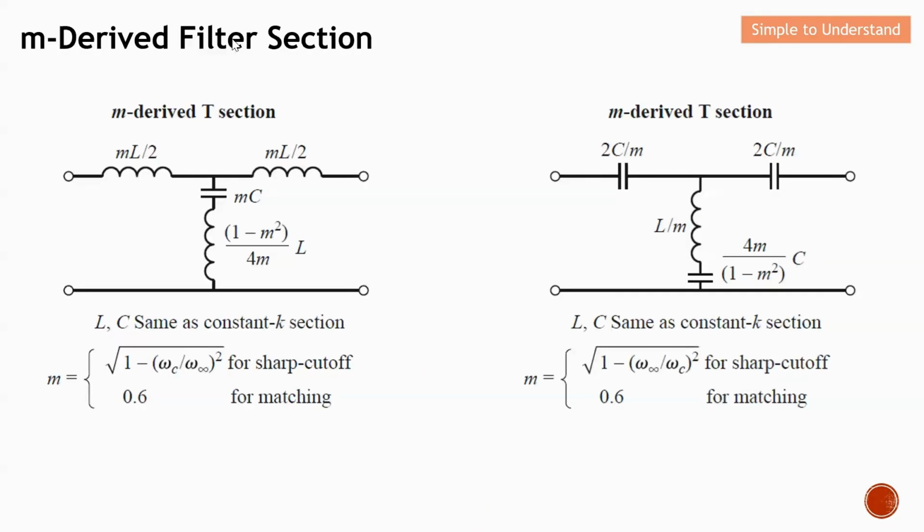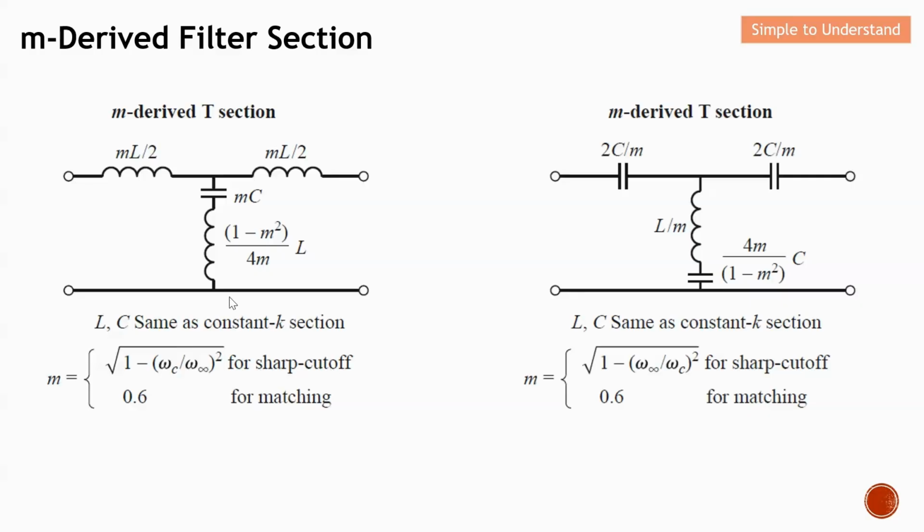Next, let me explain the design rule of the m-Derived filter section. This is for the low pass filter, and this is for the high pass filter. Like I explained earlier on, this m-Derived method is to achieve a pole at a certain frequency. So basically, this will be the frequency at which you want to position the pole. With a strategic position of the pole, you are able to achieve a sharper cutoff frequency. So this is desired from the m-Derived section.